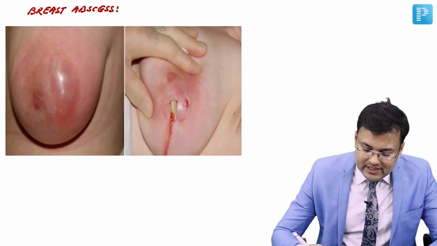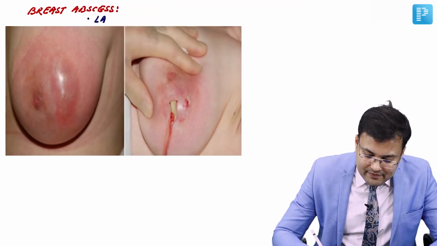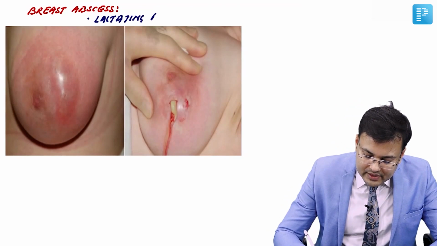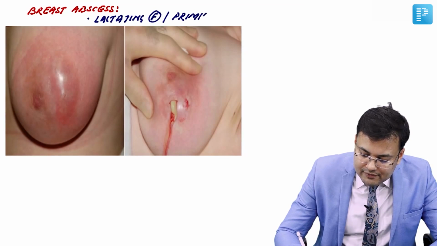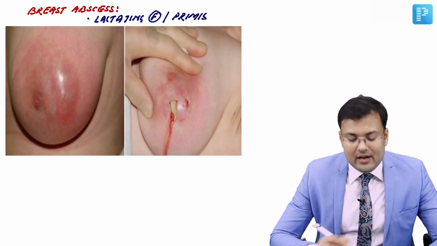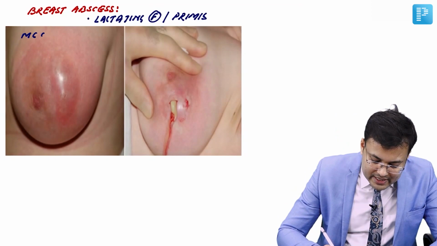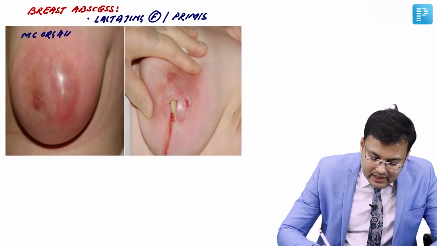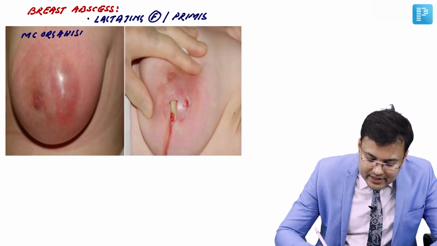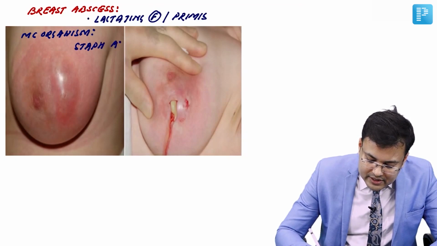Okay, so it is seen in lactating females, and especially in primees because of faulty breastfeeding technique. What's the most common organism responsible? That's Staph aureus. Now it's very easy to remember.